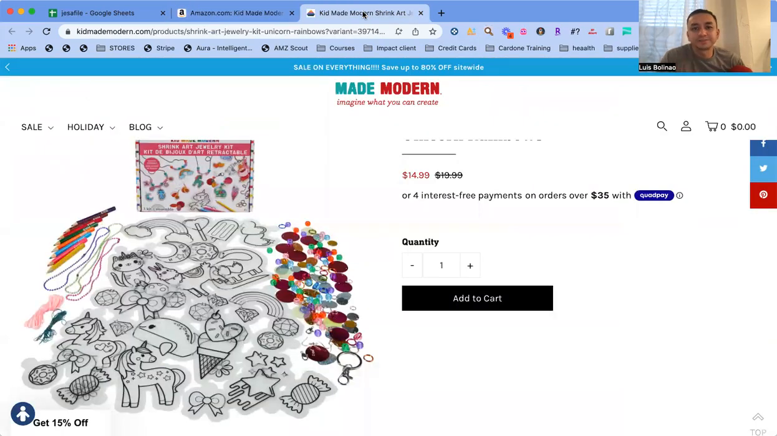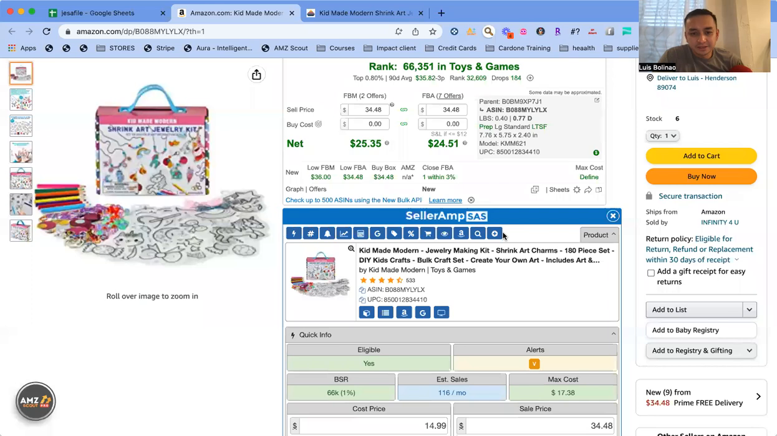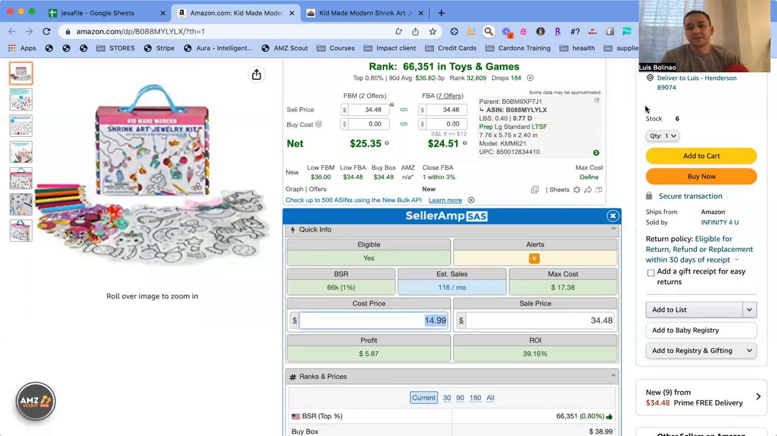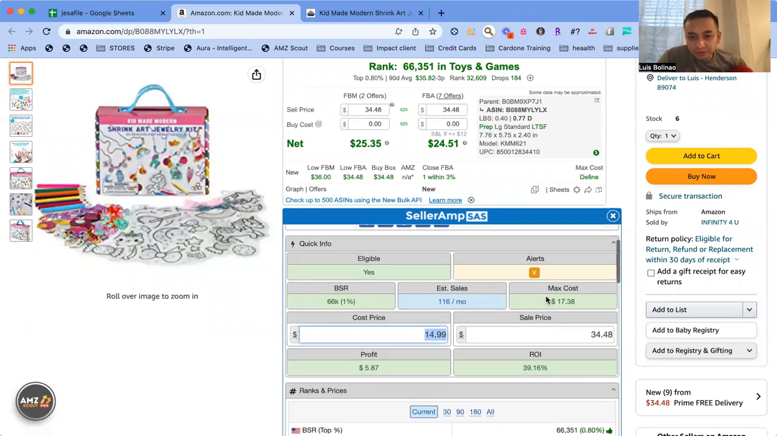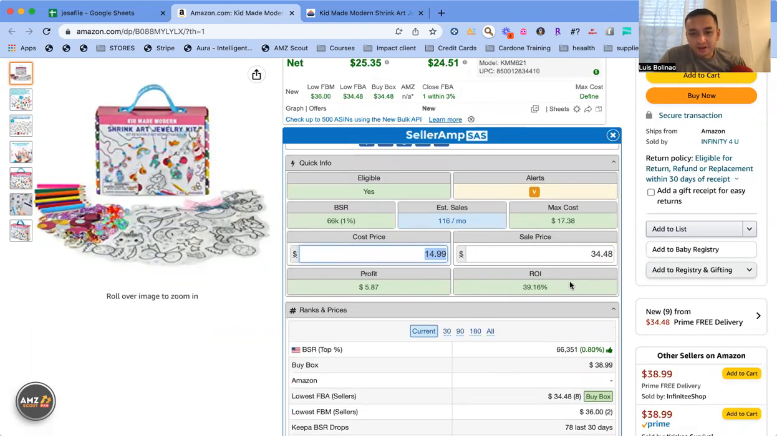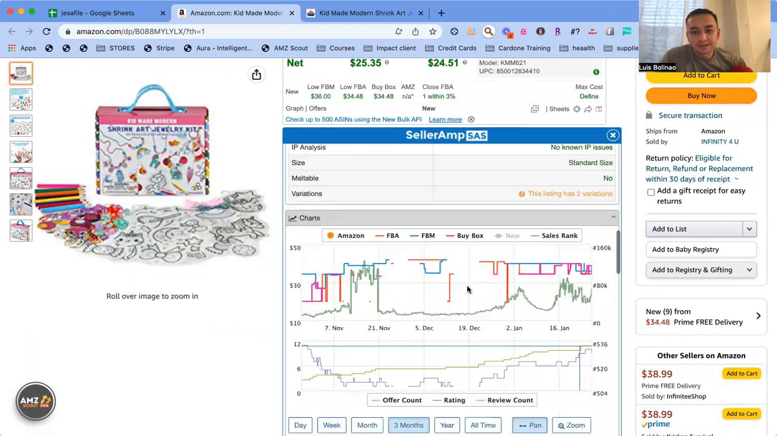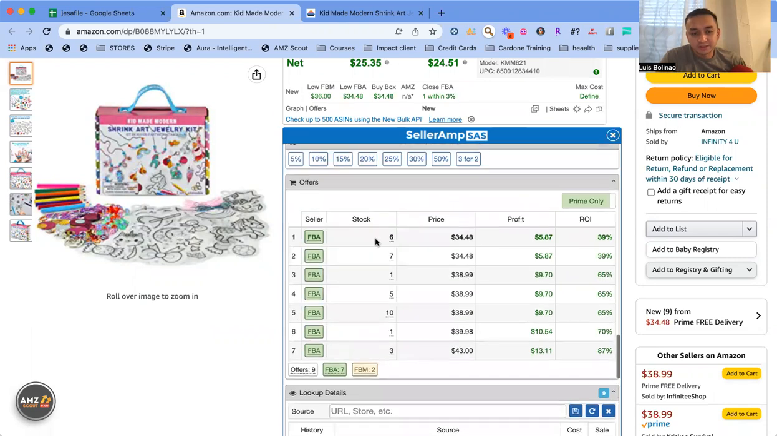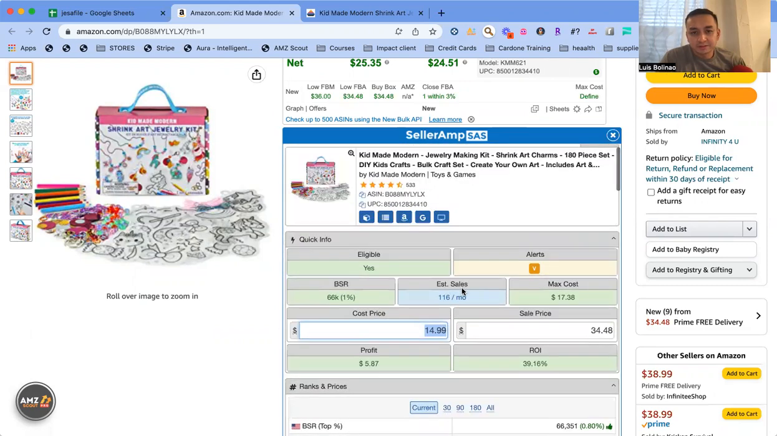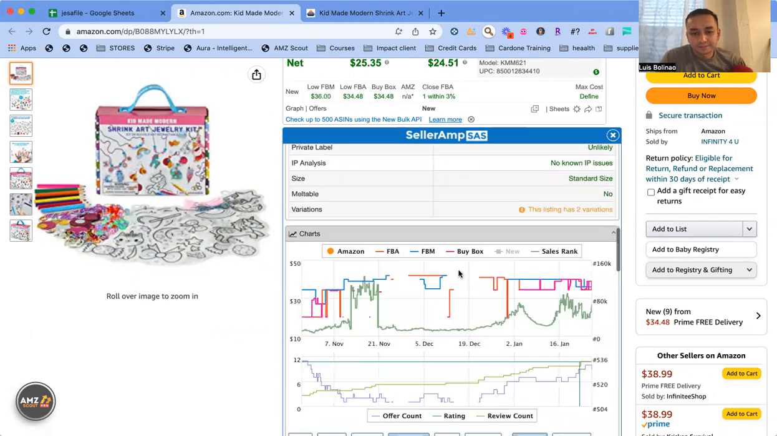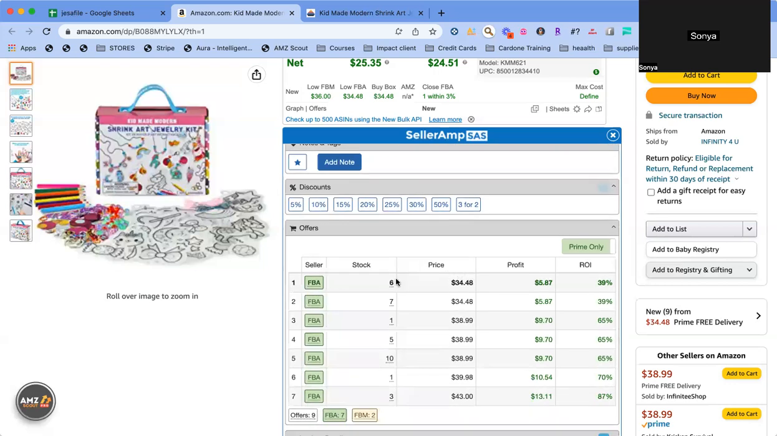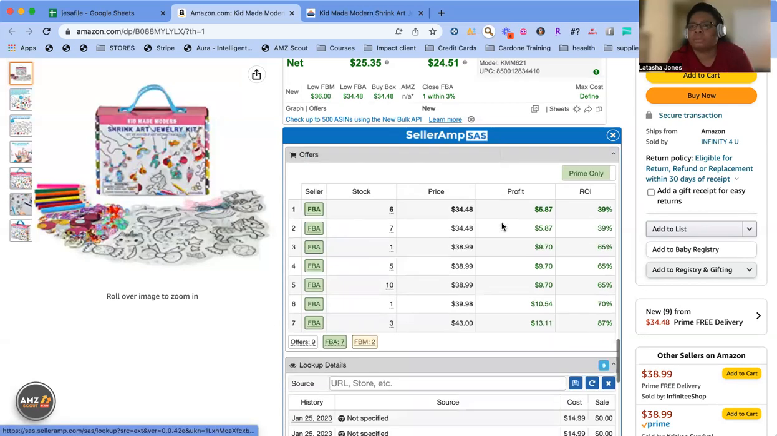Okay, from here, $15. So plug in your cost. Numbers look good. 116 sales in a month, shared with 2 other variations. ROI is 39%. So competition is, I want to say, pretty good. You guys agree? Yes. Pretty good. Not too many sellers, not too much inventory. Pretty chill.